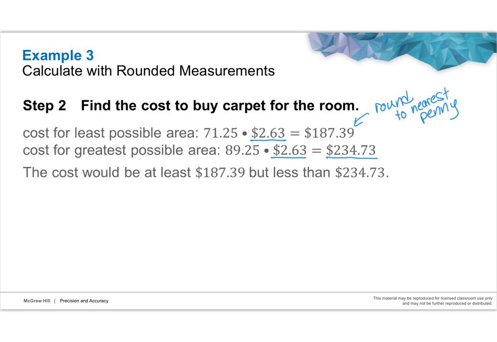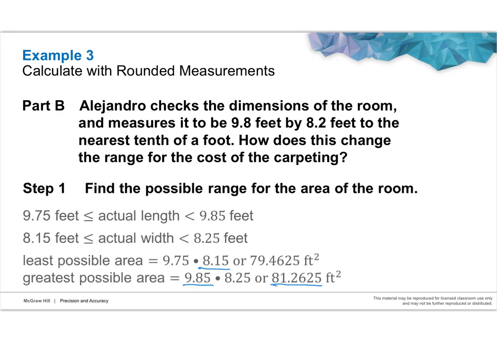So let's see what happens if we change the precision level of our original measurement of our room to the nearest tenth. So this time we're going to start with a different range for the measurements of the room. So again, we still want to talk about rounding, but this time it's 9.8 feet for our length and 8.2 for our width. We're looking for numbers that on the lower end will round up to 9.8 and on the upper end will round down to 9.8.